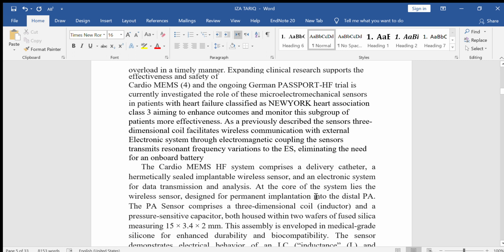At the core of the system lies the wireless sensor designed for permanent implantation into a distal pulmonary artery. Basically, the cardio microelectromechanical system is designed for permanent implantation into a distal pulmonary artery. The sensor comprises a three-dimensional coil and a pressure-sensitive capacitor, both housed within two wafers of fused silica. This assembly is covered with a medical grade silicone.